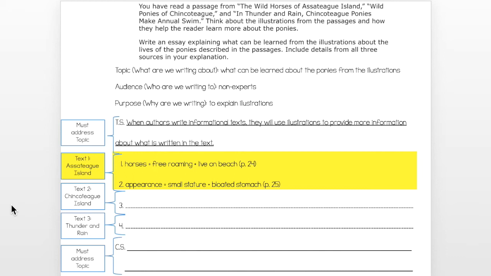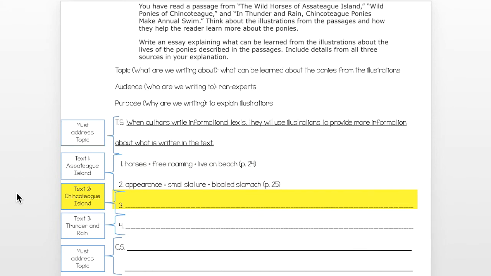For my second detail, appearance equals small stature plus bloated stomach. So that's telling me, using symbols, that the horse's appearance, what they look like, is that their bodies are small and their stomachs are bloated or large. And I added the page number, page 25, so I can go back to my illustration to add any more details that I need. Now, these 2 details are written as notes. That's okay because we're in the outlining stage. But I know when I go back and write my full essay, I need to change these details into strong, complete, and interesting sentences with transition words so that they make sense to my audience.